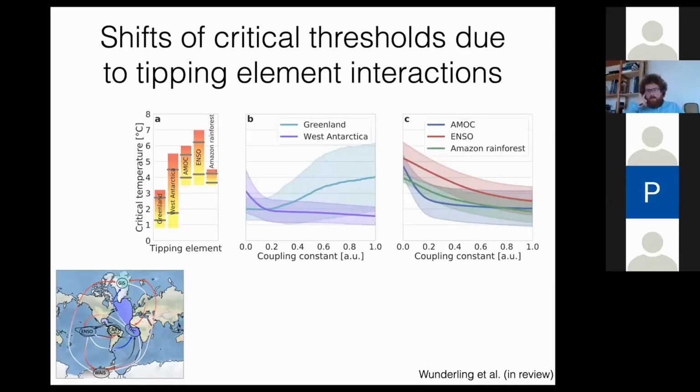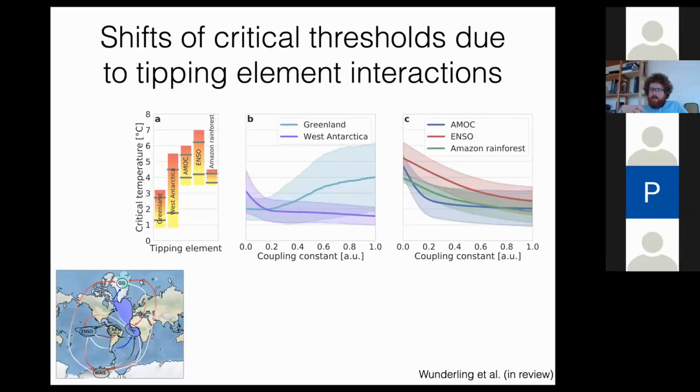And what we find is that we can look at how the effective thresholds, the effective tipping points in temperature space, change with this global coupling constant. And the interesting thing is that, for example, here in panel B, for West Antarctica, you see that this effective tipping temperature is lowered because of the interactions, because there's a lot of amplifying, tipping-enforcing interactions there.